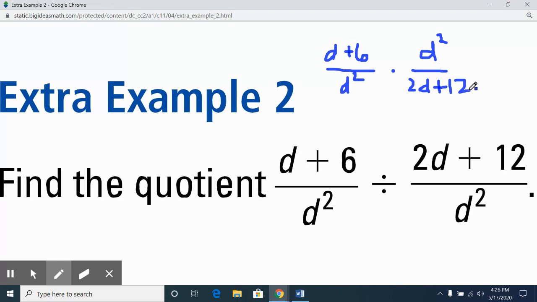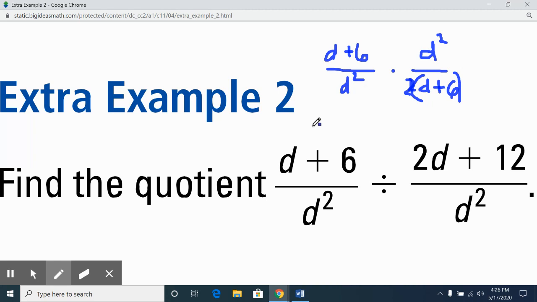Now I want to think, can I factor anything? I'm going to start up here. D plus 6, do they have a common factor? No. D squared is one term, so no. But right here, 2d and 12, I could factor out a 2 from that. I could divide both of these by 2. They have a common factor of 2. So I'm going to factor this: a 2 on the outside, and I'm going to change that 12 to a 6, because 12 divided by 2 gives me 6, right?